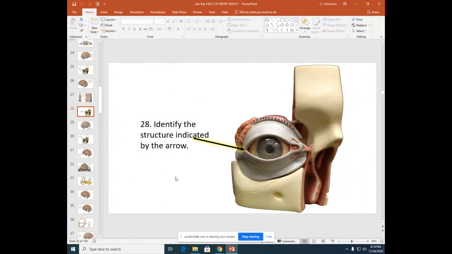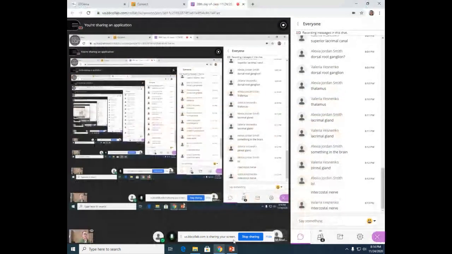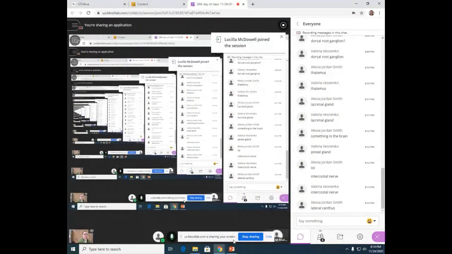All right. Identify the structure indicated by the arrow. Look where the arrow is pointing. It's pointing there to the corner of the eye. It's an answer, but it's not the right answer. So what do y'all think? That's right. That's where your upper and lower eyelids come together. Lateral canthus. Very good.